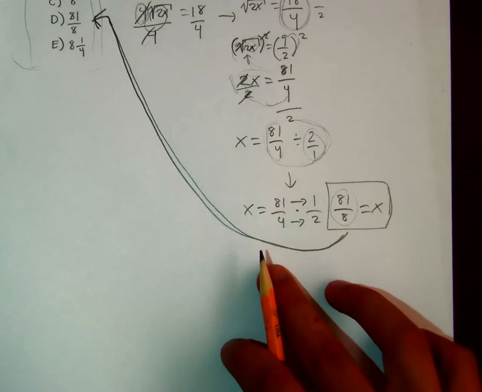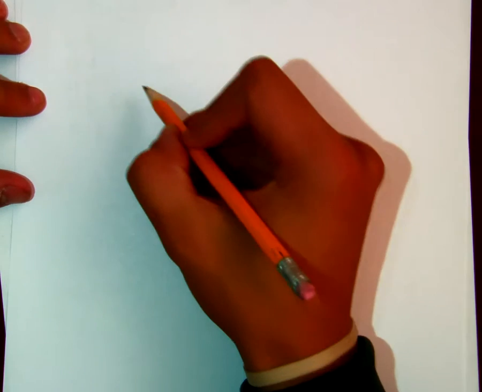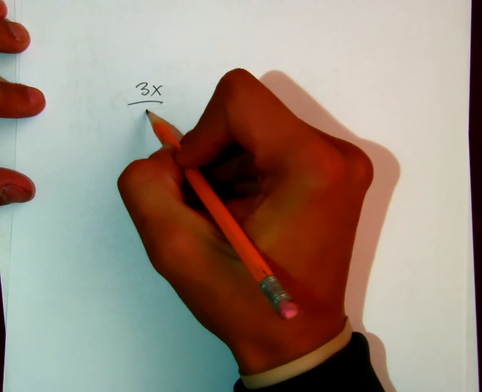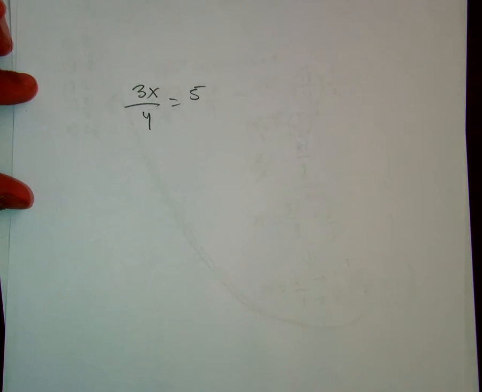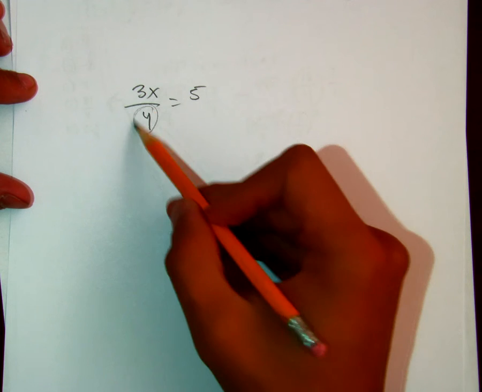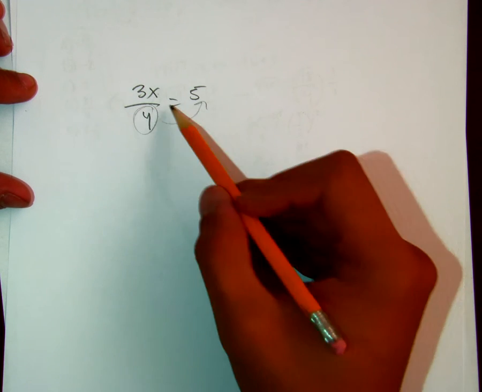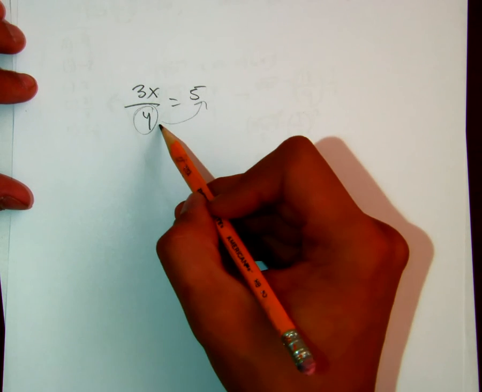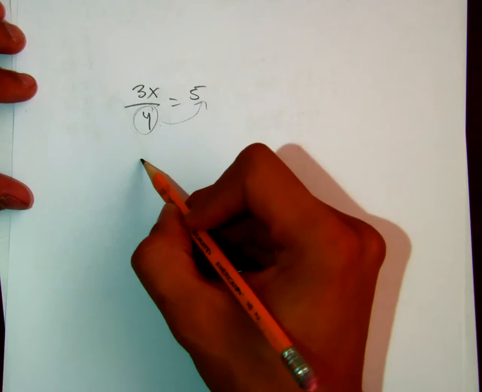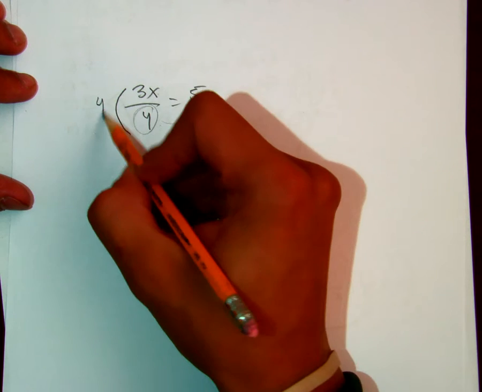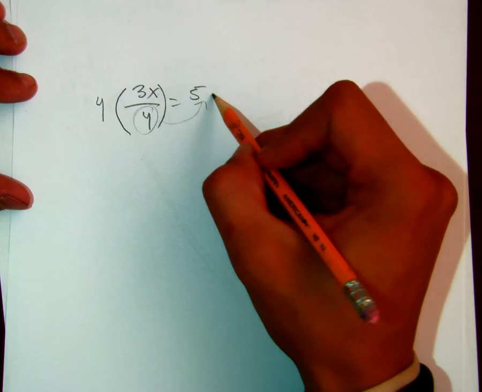Similar problem to this one is the following. 3x over 4 equals 5. Like we did on the first problem, we must move any term farthest away from x to the other side to leave x alone. In this case, we're multiplying 4 to both sides to get rid of that 4 on this side. So times 4 and times 4.